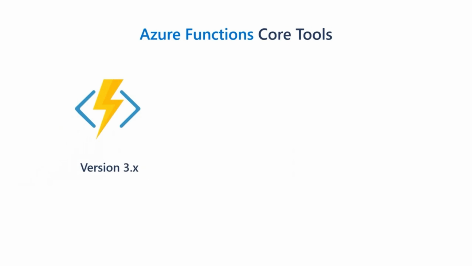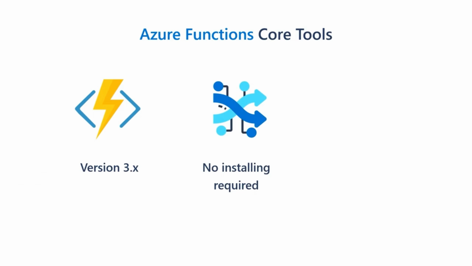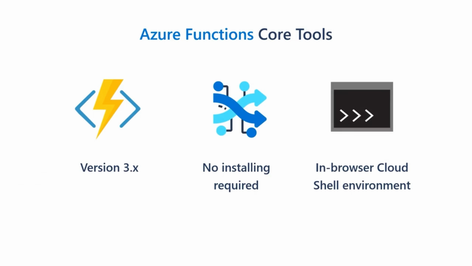We'll be discussing and using version 3.x in this lesson, but you won't need to install anything on your own computer to complete it. You'll use the in-browser Cloud Shell environment for development, and the core tools are already installed there, along with the Azure CLI and a code editor. OK, let's now explore local development versus the Azure Portal development.